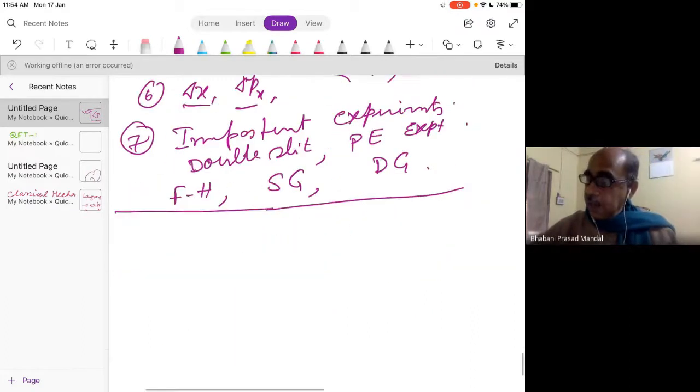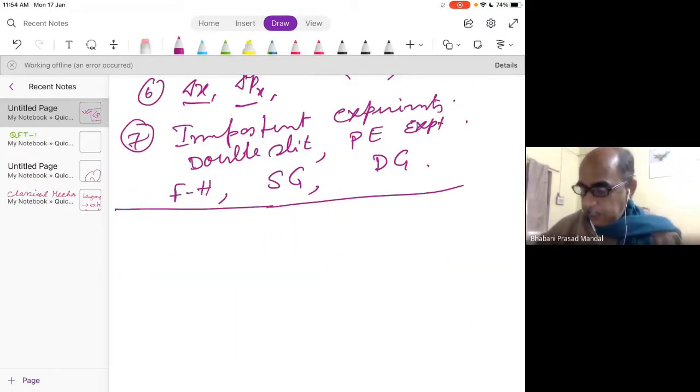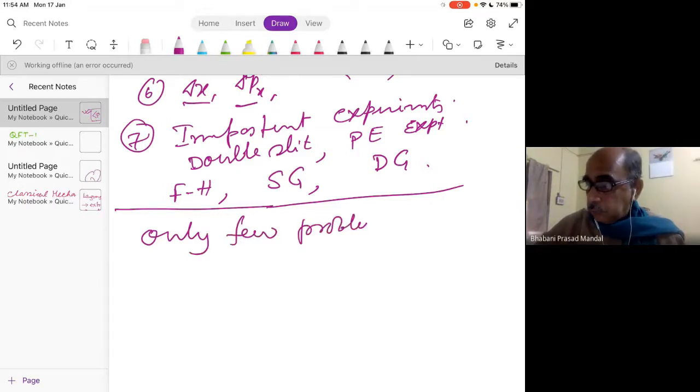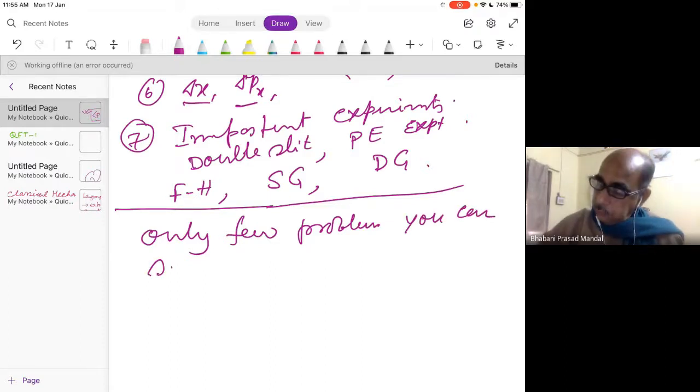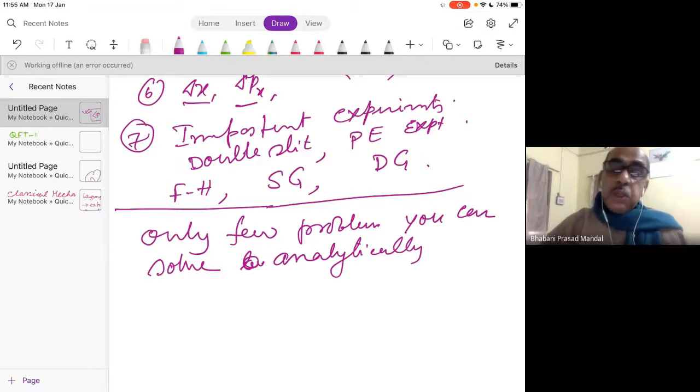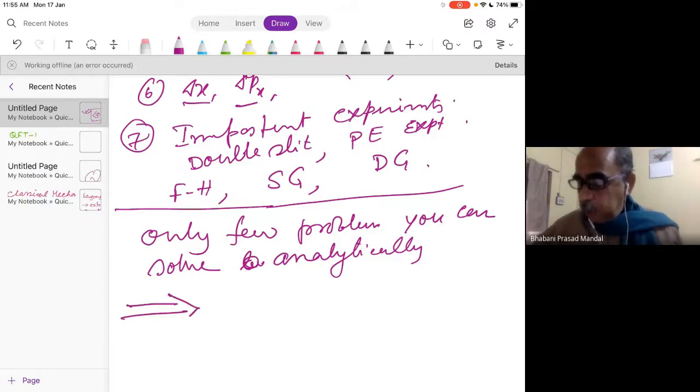See, the idea is that only a few problems you can solve analytically, and the majority of the problems you cannot solve analytically. So we need approximate methods. We'll find an approximate solution.